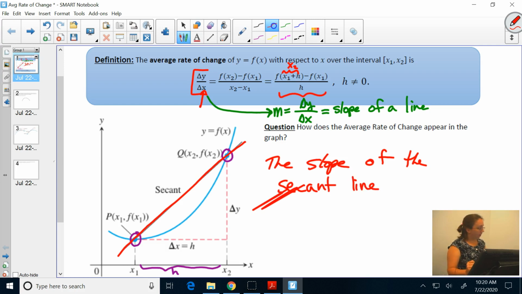Writing funny. Connecting, what are our points called? Our points P and Q.